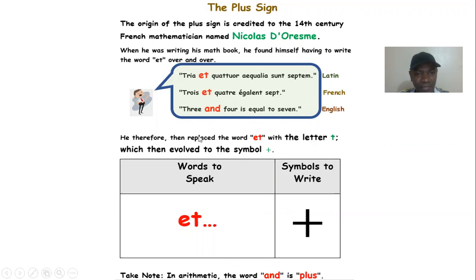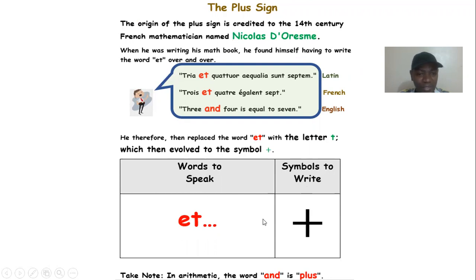So he therefore replaced the word "et" with the letter t. Instead of writing "et" every time, he wrote t. And with time, the t evolved into the plus sign, the horizontal line going down a little bit, right in the middle. You know, languages evolve in time. So the word "et" was translated to a symbol, the plus sign.